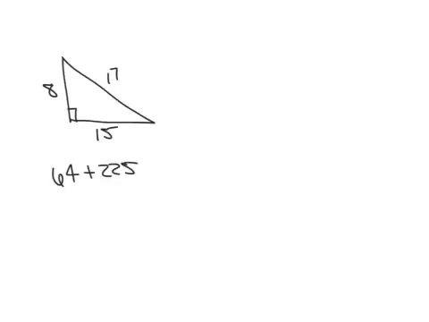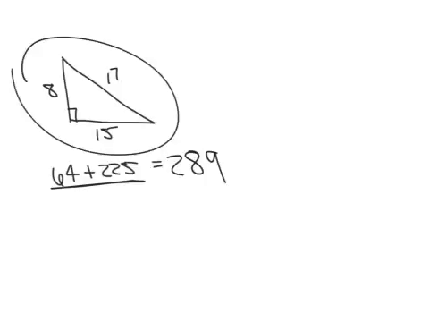Let's see, there is the 8, 15, and 17, because you've got 64 plus 225 equals 289. And do those equal 289? Yes, they do. So that means that is a Pythagorean triple. If these two squared and added up give you this squared, then you've got a Pythagorean triple. So there's lots and lots of them out there.